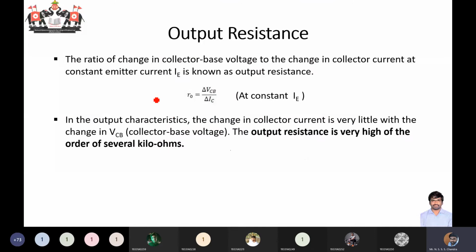So already we have defined the output resistance. It's a ratio of change in collector base voltage to the change in collector current at constant emitter current IE. Because the change in collector current is very little with change in VCB, output resistance is very high. It's in the order of kilo ohms.